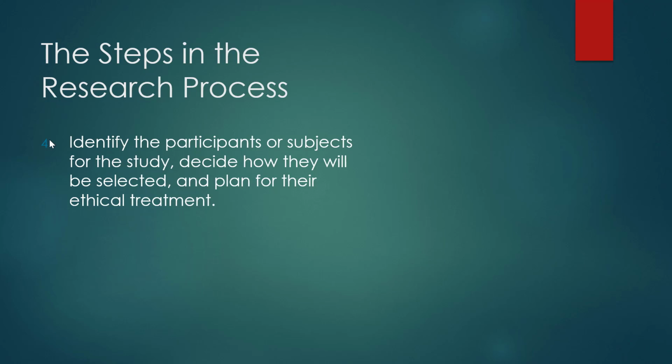The next step is identifying the participants or subjects for the study, how they'll be selected, planning for their ethical treatment. Now, being a class on a college campus, we're at the whim of volunteers. So the type of sample we'll have to use is called a convenient sample, and you'll learn about that more in Chapter 4. However, it's important to also understand that there's other ways and better ways to select your samples, and so we'll talk about those methods when we get to Chapter 4.